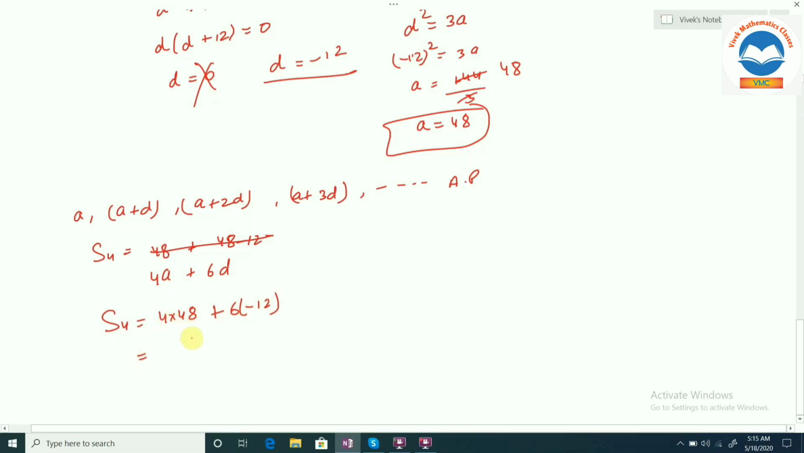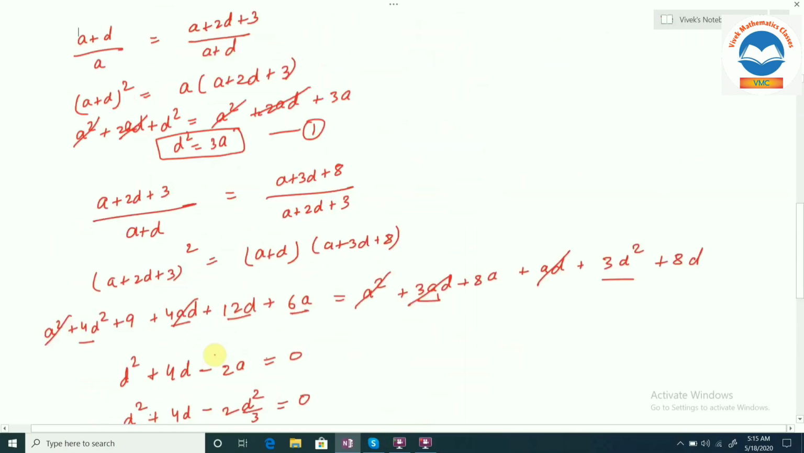Substitute here. Here 4 into 48 will be 192, and here minus 72. So if you subtract this, you will get 120. S4 we are getting as 120.